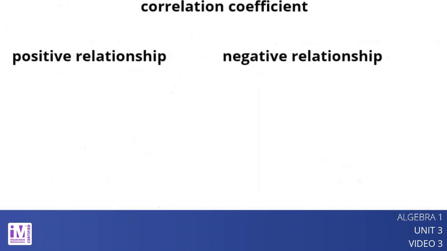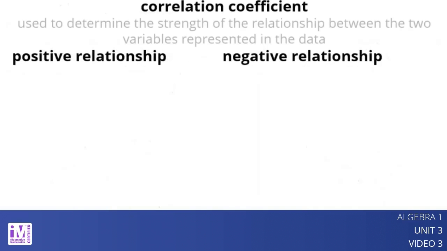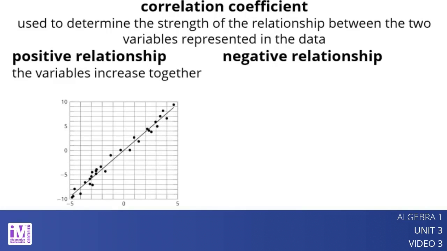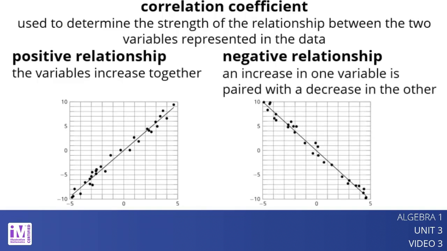The value for the correlation coefficient can be used to determine the strength of the relationship between the two variables represented in the data. In general, when the variables increase together, we can say they have a positive relationship. When an increase in one variable is paired with a decrease in the other, we can say they have a negative relationship.